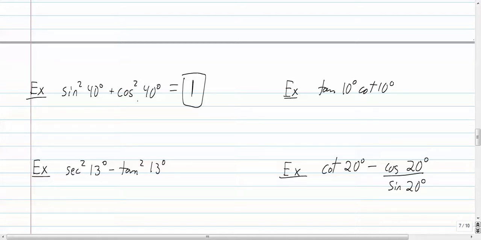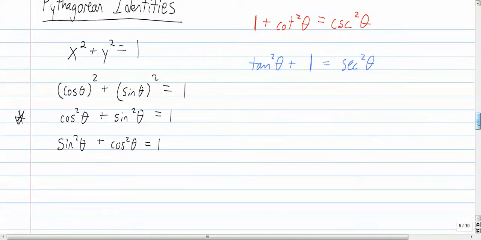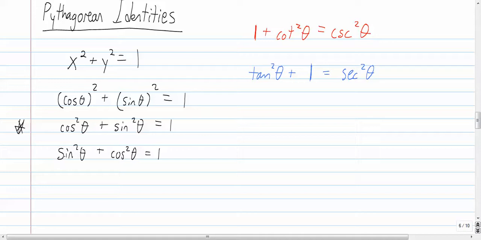Yes, for this one I would use the Pythagorean identity. Now if you were to punch that in a calculator, you'd still get 1. But we don't need a calculator to work that out because the Pythagorean identity tells us sine squared theta plus cosine squared theta equals 1. So as long as the thetas are the same, as long as the angle measures are the same, it's always going to be equal to 1.